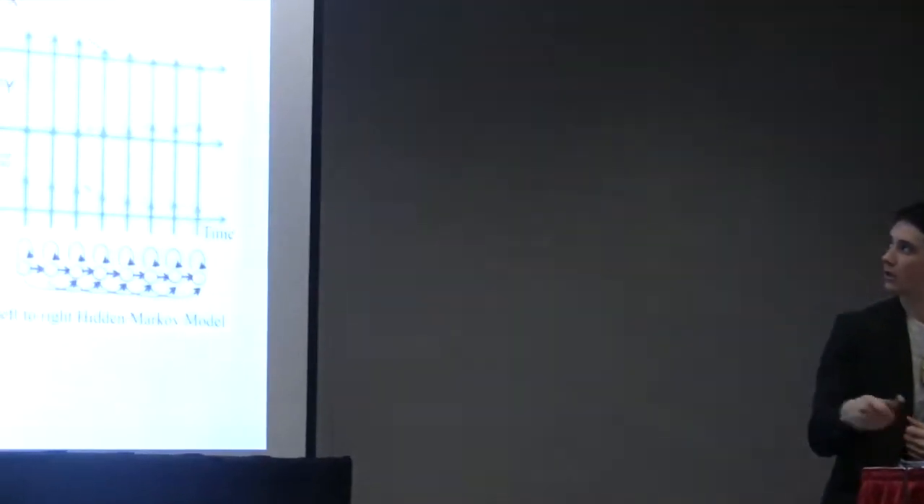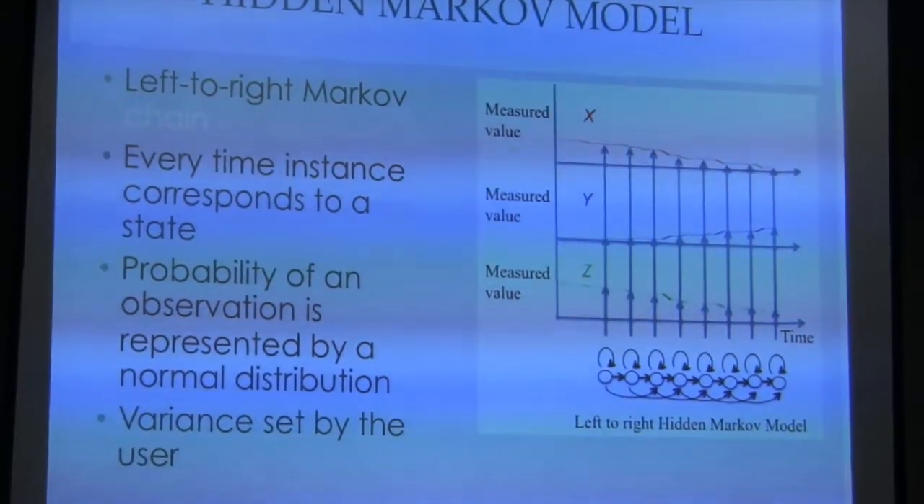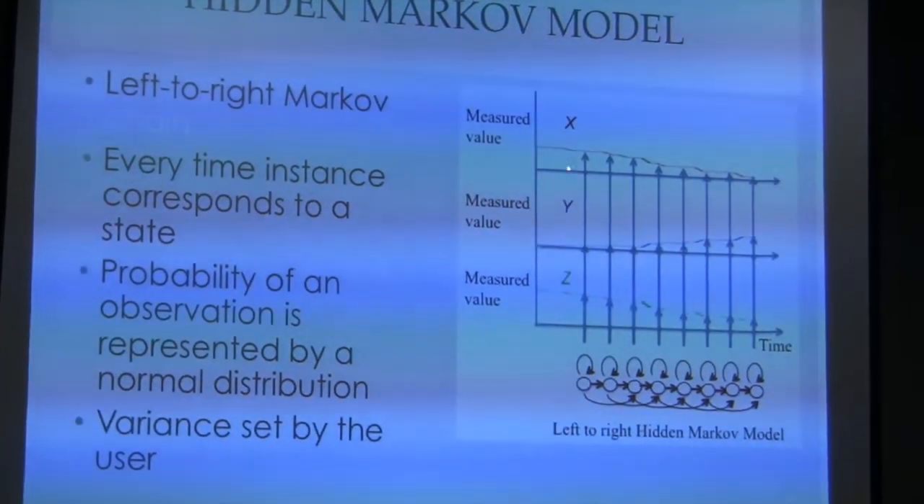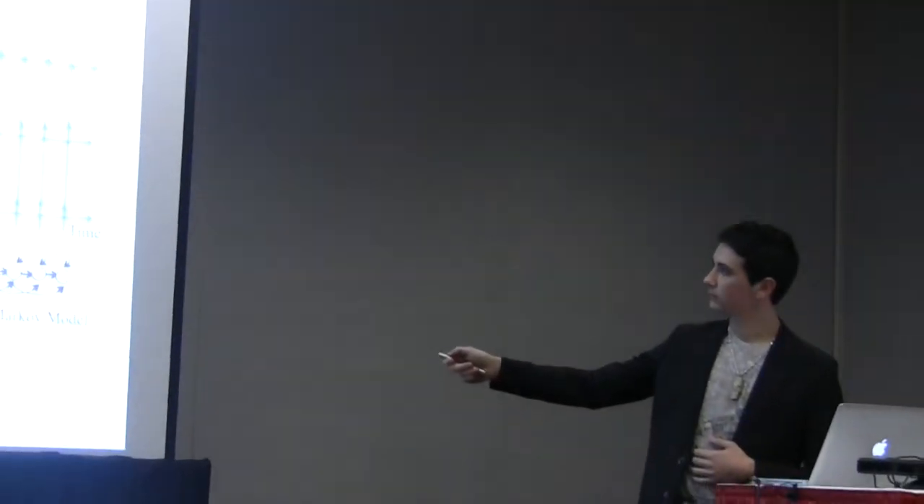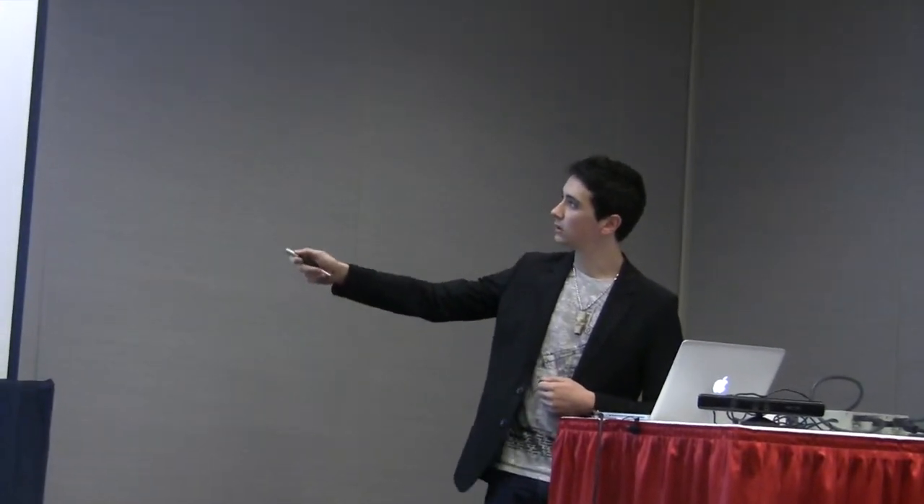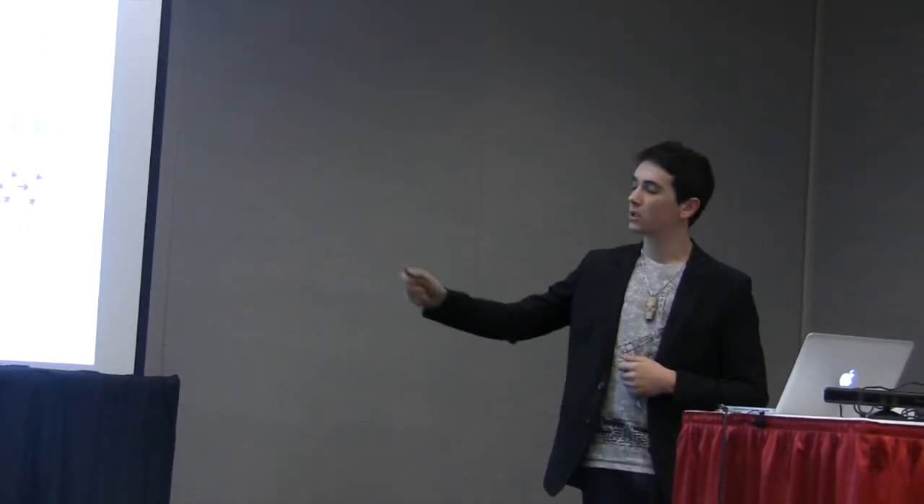So talking a little bit about the Markov model, it creates a left to right Cartesian chain. As you can see here, for this given gesture, it has the X value that it records, the corresponding Y value, and the corresponding Z value. From here, every instance corresponds to a state. So we have this state, this state, this state. And then the probability of the observation is represented by a normal distribution. So compared to your initial recorded gesture, it has a little normal distribution, and if it's within a certain probability, it accepts it and recognizes the likelihood.